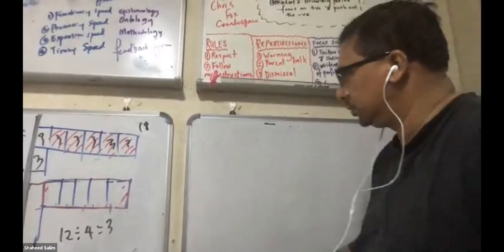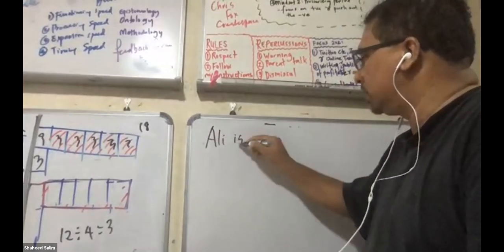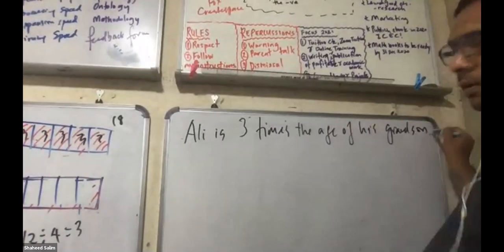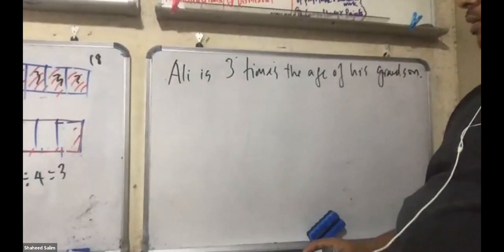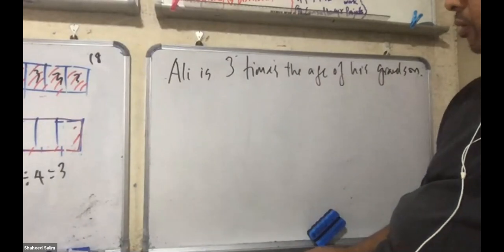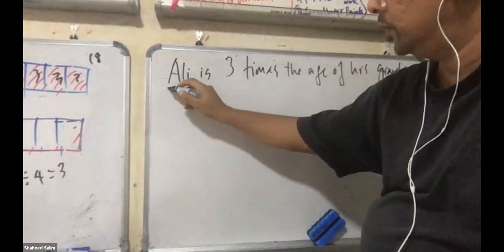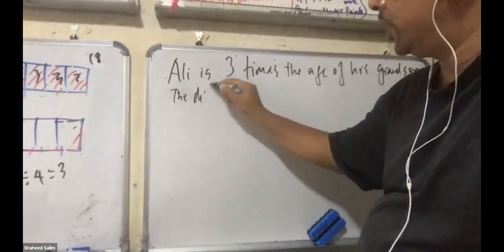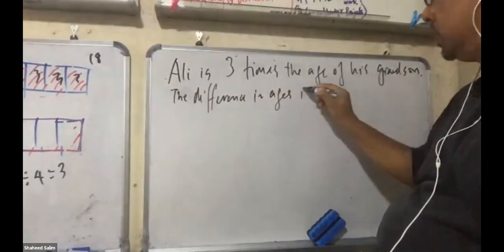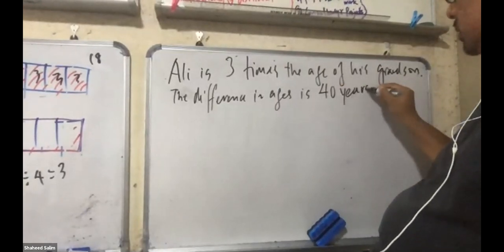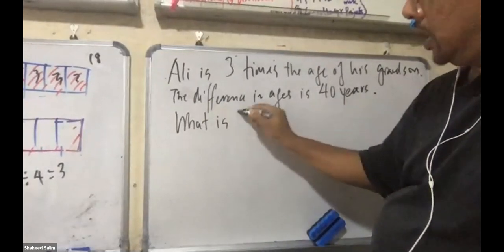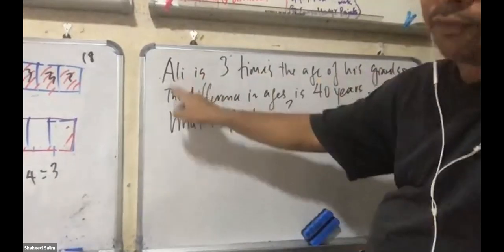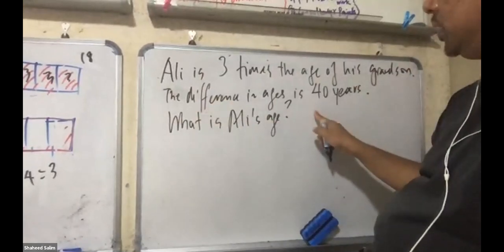Very simple. Ali is 3 times the age of his grandson. When the difference in ages is 40 years, what is Ali's age? I repeat that. Ali is 3 times the age of his grandson. Ali is the grandfather. He's 3 times the age of the grandson. The difference in ages is 40 years. What is Ali's age?